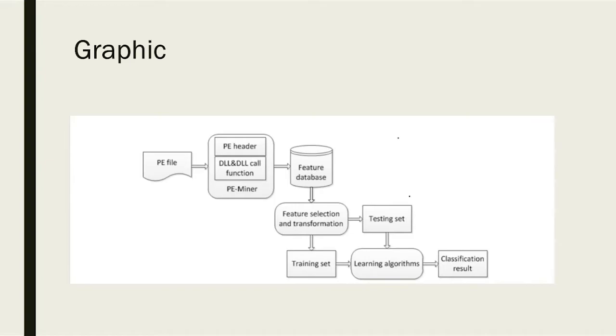Here's a graphic of the whole program. The program takes a PE file, which is then mined with PE-miner to take out the PE header and the DLL and DLL call functions, which are then put into a feature database, and then into feature selection to check how frequent each PE header or DLL call function is, which is then sent into a testing set and training set so it can be put into the learning algorithms to create the classification result.